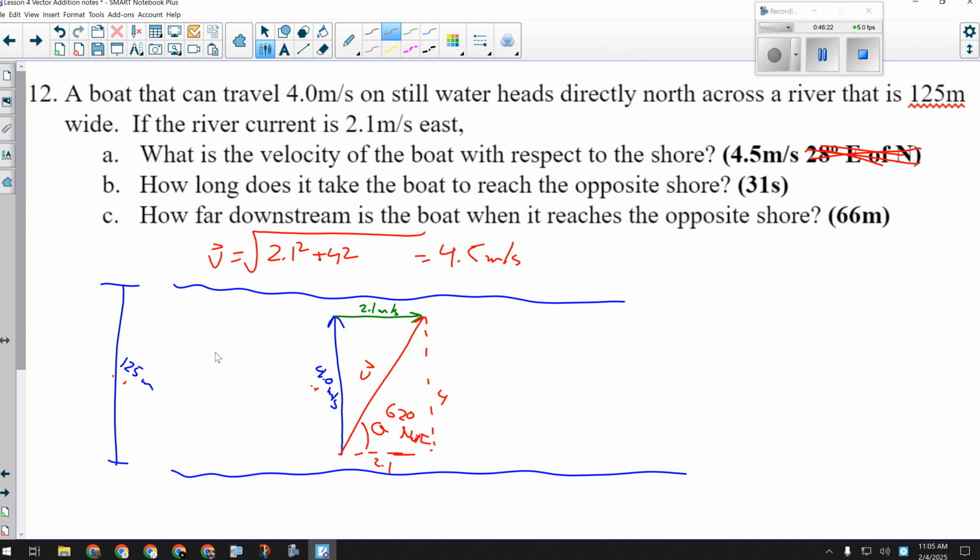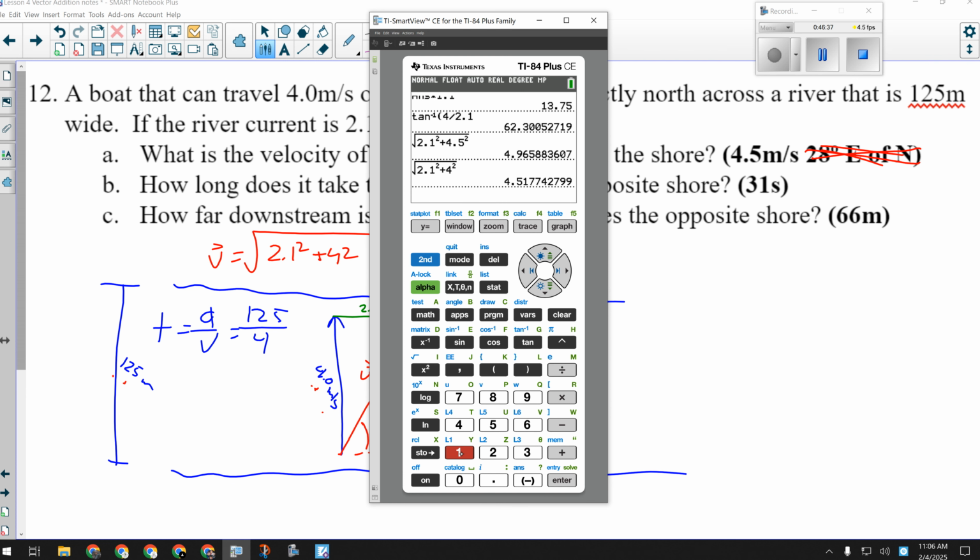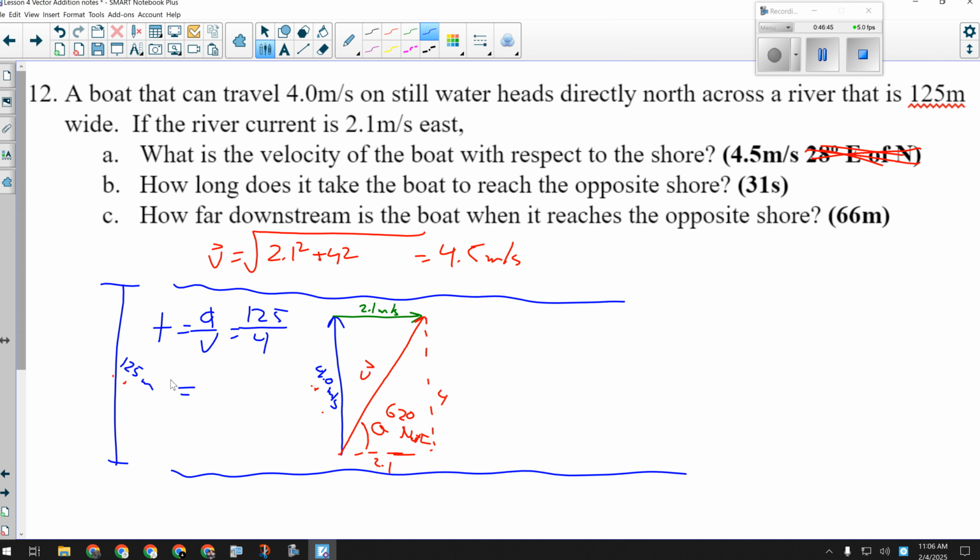All right, so I use the 4 because it's due north. I use the 125 because it's due north, and that will help me to calculate how long it takes to get across. So 125 divided by 4. All right, so I'm going to be rowing for 31.25 seconds. Now, in this, I would only have 2 significant digits, so I would say 31 seconds. Now, I know I haven't gone over significant digits in detail yet, and I will, okay? But here's just a little tip for you.